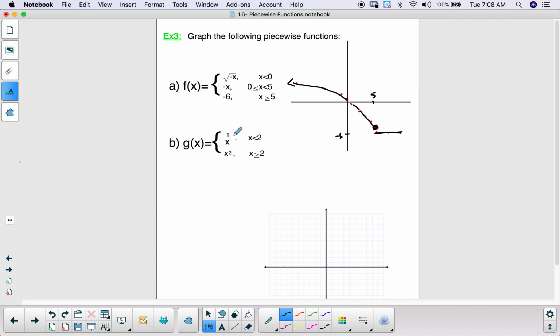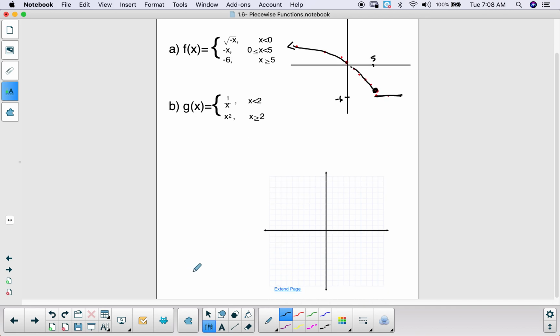Okay, and then you have the second example here, which again has 2 parts. So you have 1 over x for x less than 2, and x squared for x greater than or equal to 2. So how would you graph that? So let's say, how does the reciprocal function look? You're going to have a function that looks like that and like that, right?